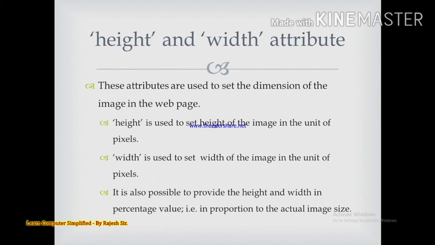For example, if the image height is 1000 and image width is 2000, means 1000 by 2000 image dimension is there. Suppose I am setting height 50% and width 50%, then the image that will be added in our web page, that will be of 500 pixel height and 1000 pixel width, that is 50% of actual size.